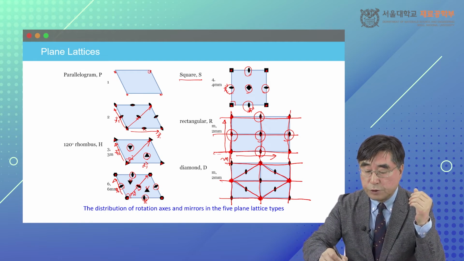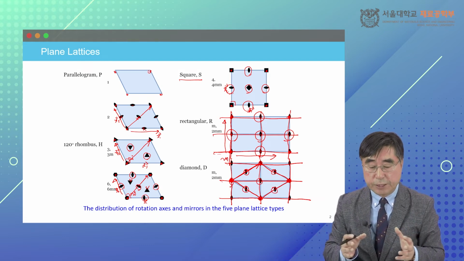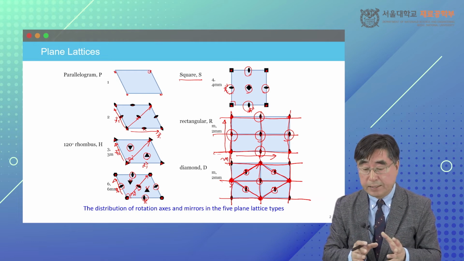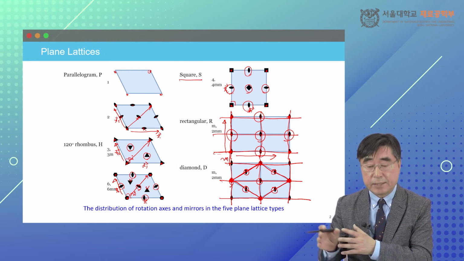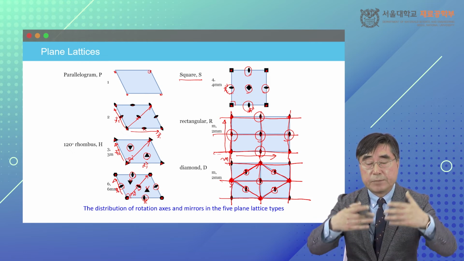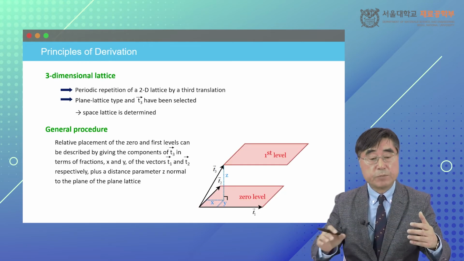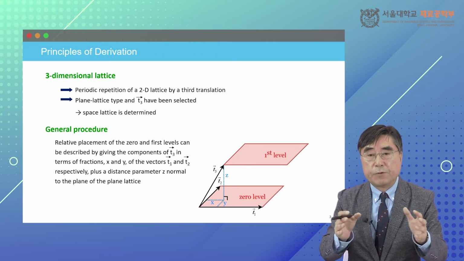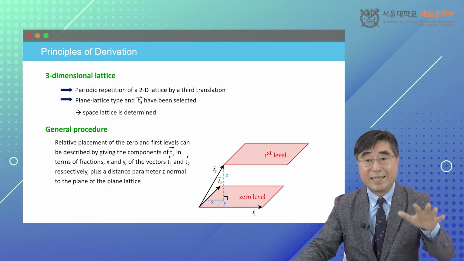Now, when there is two-fold symmetry in here, then on the bisector lines of this translation vector, an extra two-fold is developed at these positions and these positions. So this is the distribution of rotation axes and mirror planes in the 5 plane lattice types. This is the basis on which we build up the 7 crystal systems and 14 Bravais lattices. So far I have explained the plane net.